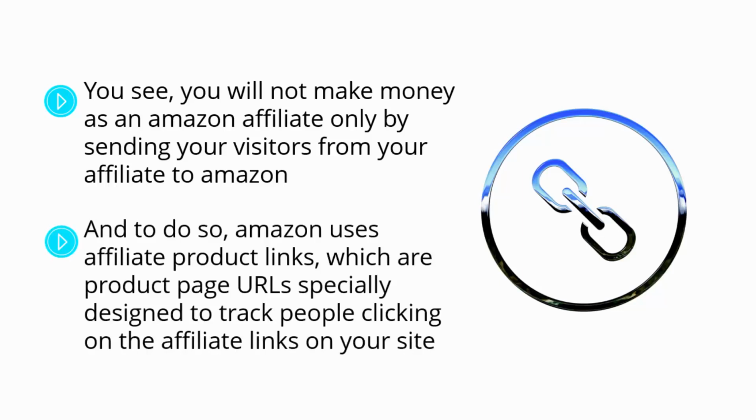And to do so, Amazon uses affiliate product links, which are product page URLs especially designed to track people clicking on the affiliate links on your site. So let's show you how to get your affiliate links and how to use them on your site.